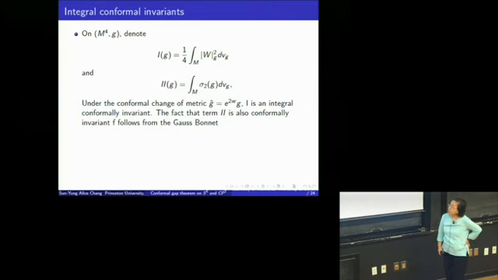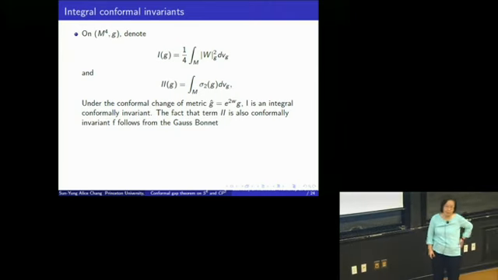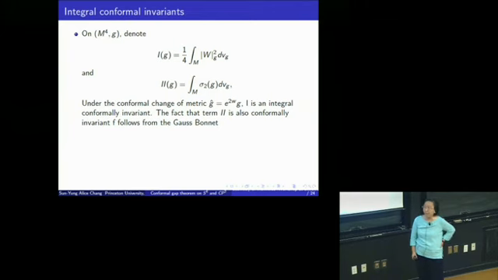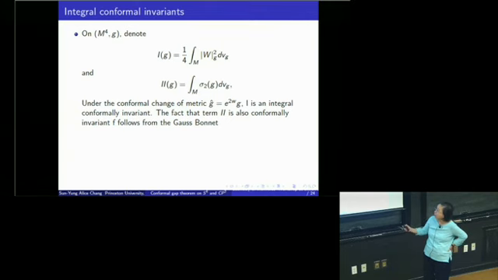So why are we interested in this Weyl square compared to the sigma 2? That's because on M4, we consider the functionals 1 and 2. One is the integration of Weyl square, and the second is this sigma 2. I have already mentioned that under conformal change, this Weyl square d volume is a pointwise conformal invariant. So the integration is a conformal invariant.